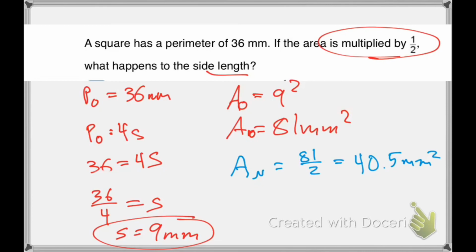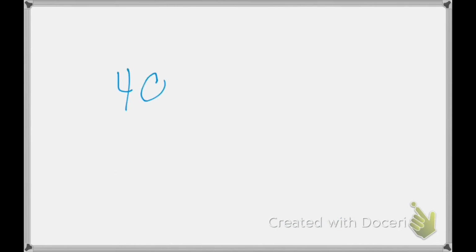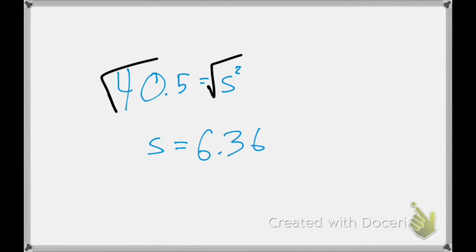Well, remember it's still s squared, so my new area, 40.5, equals s squared. So all I have to do is solve. I take the square root of both sides. So my side length is now 6.36, rounded to the nearest hundredth, millimeters. So this is my new side length. This is the same thing as 9 over root 2.